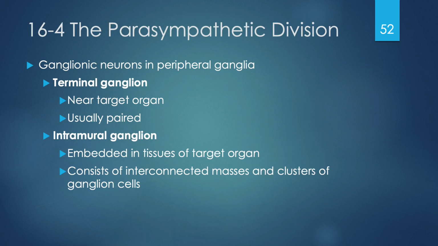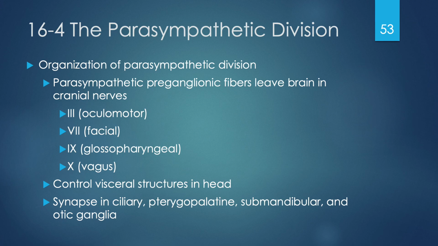So again, in the parasympathetic division, we have those really long preganglionic neurons that extend all the way to the site at which they need to synapse. So they're going to synapse in peripheral ganglia that are either going to be terminal ganglion or an intramural ganglion. So a terminal ganglion is going to be near the target organ, and these are usually paired. Alternatively, we also have intramural, and intramural literally means within the wall. So within the actual organ itself, these ganglia are embedded, and this consists of interconnected masses and clusters of ganglion cells. The parasympathetic division is responsible for innervating organs in the cranium, the trunk, and also our pelvic regions.